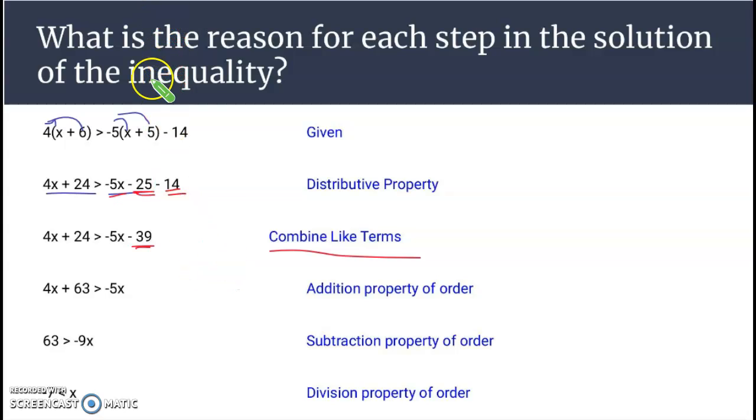Next up, we're going to apply the addition property of order, and we are going to add 39 to both sides. 24 plus 39 gives us the 63. Next, let's try to get all the x's to the right side of the inequality. We're going to subtract 4x. That's how we get the negative 9x.